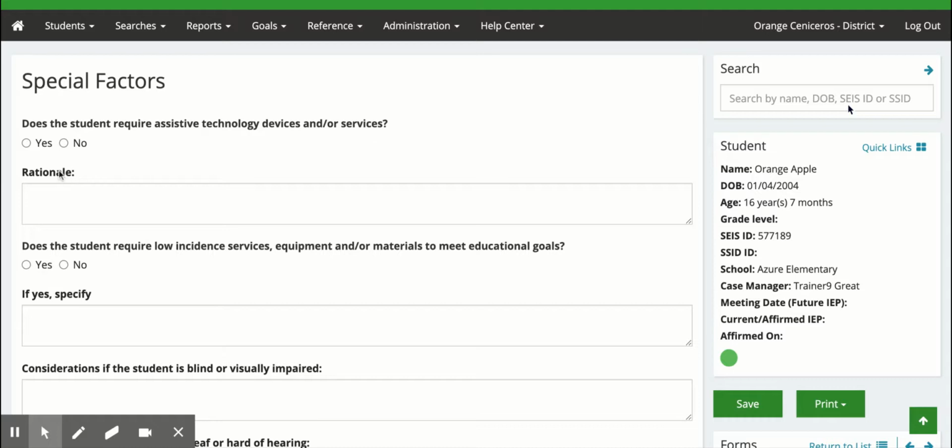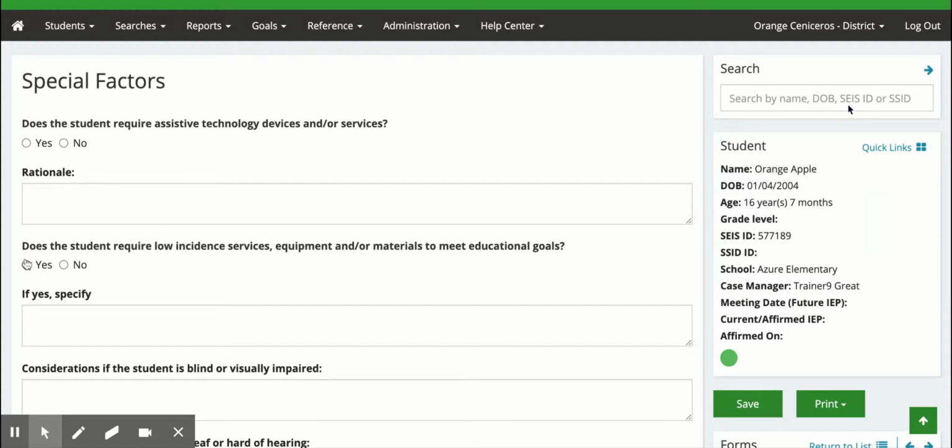The first question on the Special Factors page is, does the student require assistive technology devices and/or services? It is here where you would click yes or no. If the answer is no, you can put an NA in the rationale. If the answer is yes, this is where you would put the type of equipment or technology the student would use. For example, a student may require a switch in order to be able to answer yes or no questions.